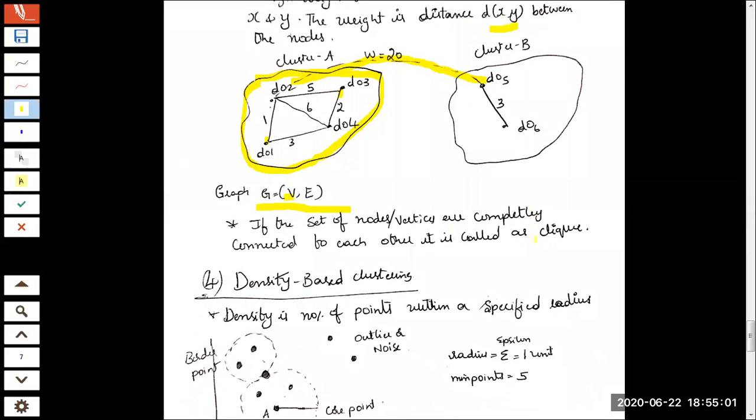We have one more terminology here called a clique. If all the nodes or vertices are completely connected, you can see in this case, in cluster A, all the nodes are connected. We do not have a node which does not have a connection. It is completely connected. Such a type of graph we call a clique.